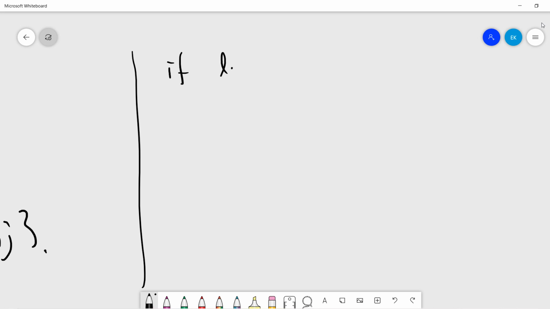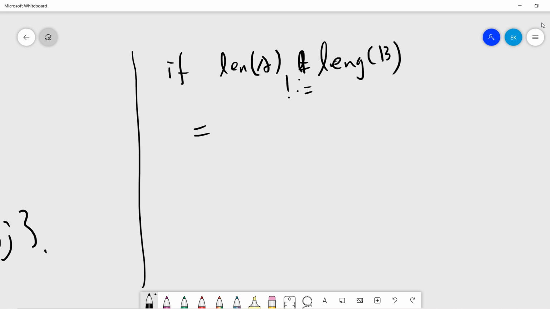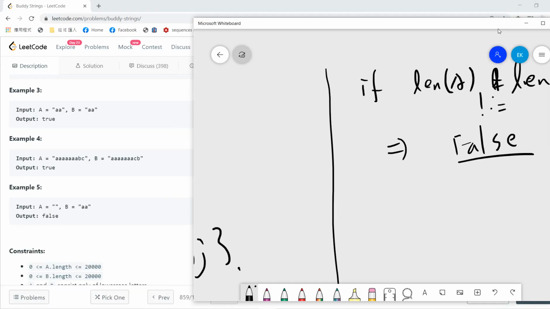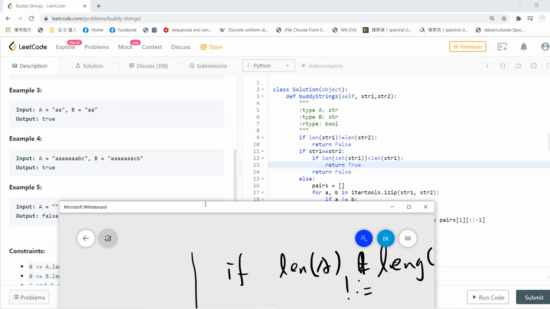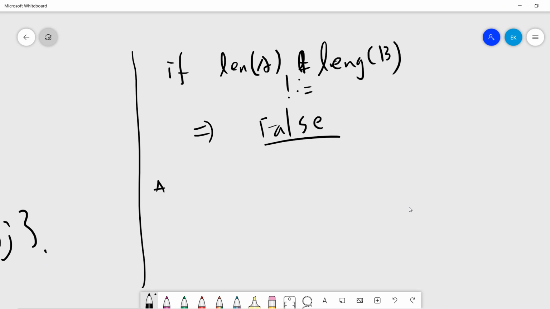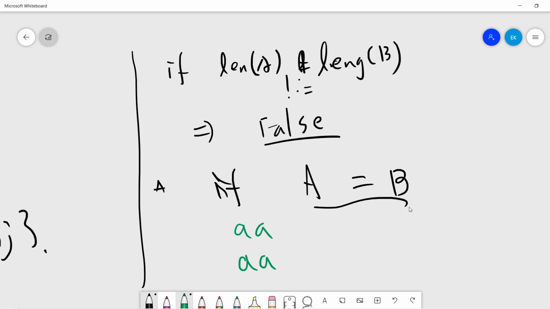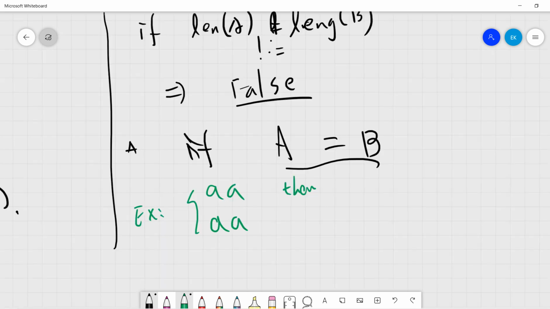So basically, if the length of A and the length of B are not the same, then you just return false. This is trivial, so this is the first case. And there is a second situation: if A is just the same as B, for example AA and AA, then we have two cases.